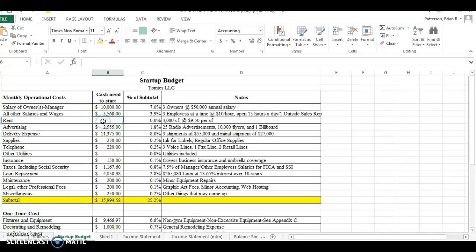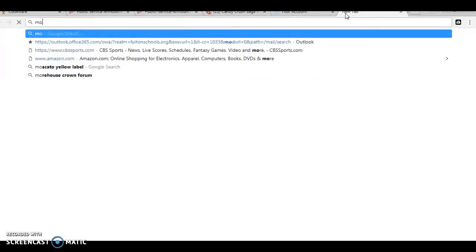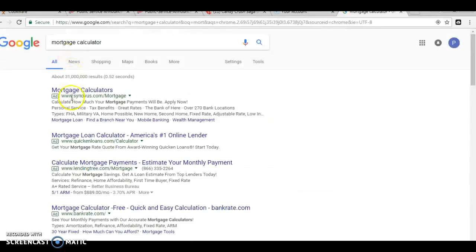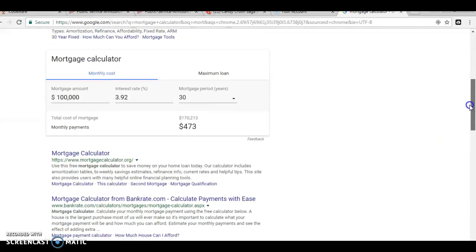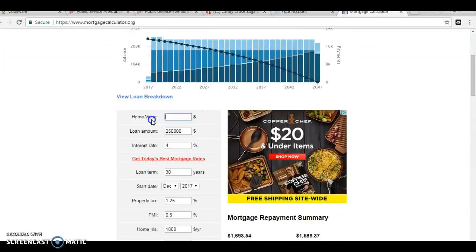For rent, since you guys are buying a building, you're going to go to the internet and click on mortgagecalculator.com, or just type in mortgage calculator. Pick any one of them, it doesn't matter. Put in the amount of the property, the purchase price. I think yours was $550,000.